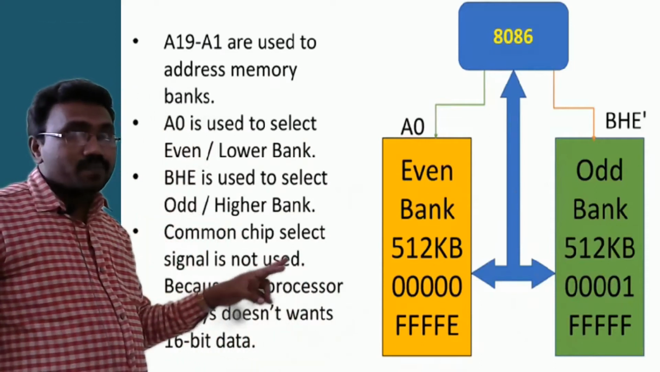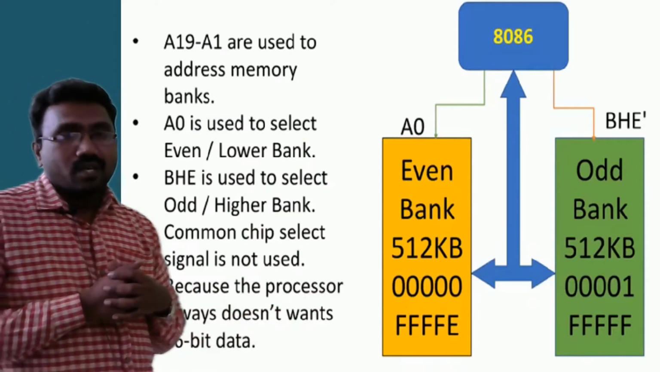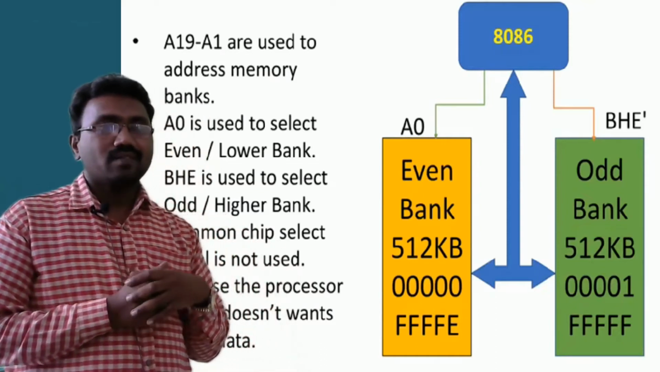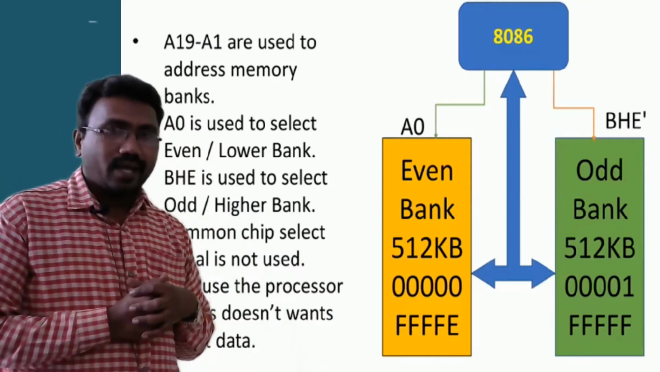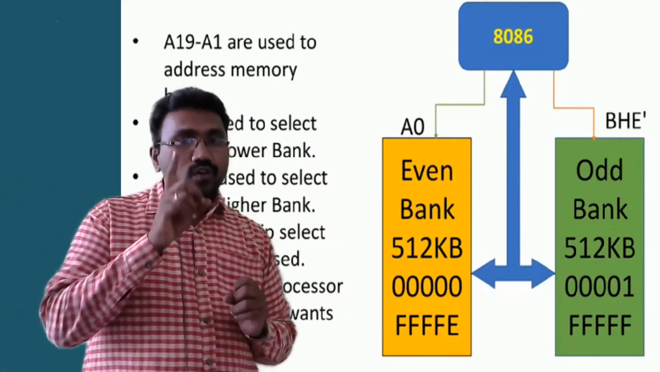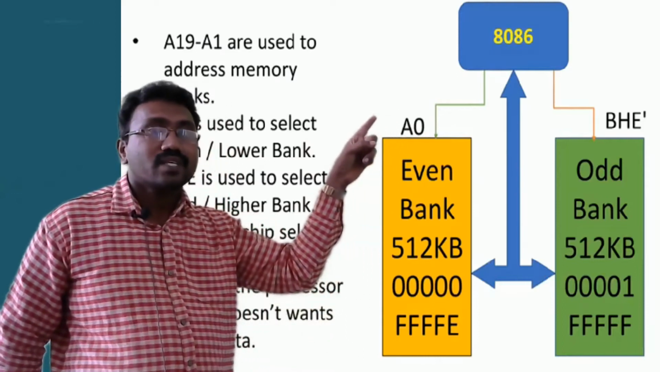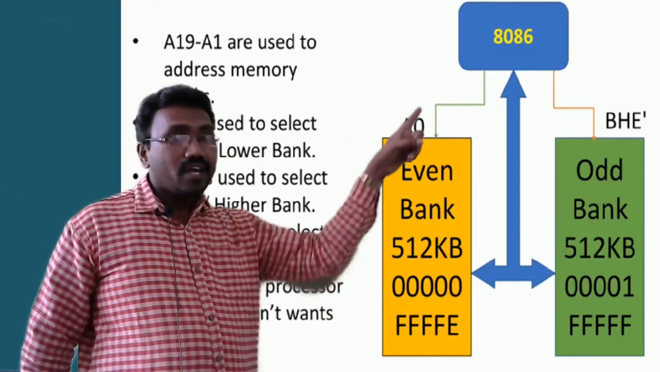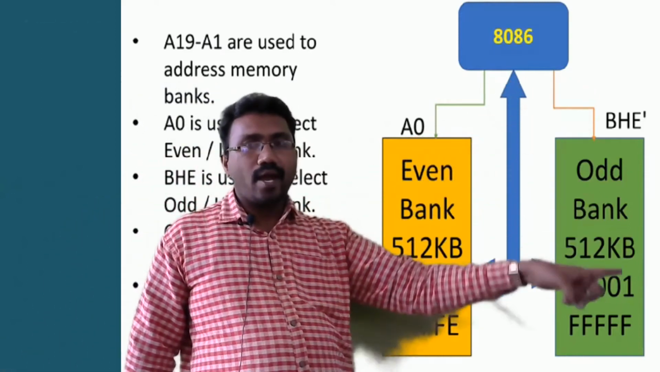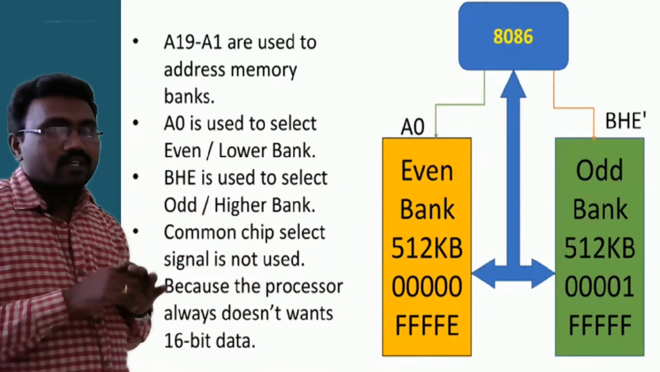So the common chip select signal is not used here. Why? Because the 8086 processor can perform 8-bit operations also. Whenever the processor wants to access 8-bit data, at that time it can select either the even bank or the odd bank. That's why we need to maintain separate chip select signals. That's why A0 is the chip select signal for the even bank. If A0 is equal to 0, this one is enabled. BHE bar selects the odd bank. Got the point? That's why a common chip select is not used.